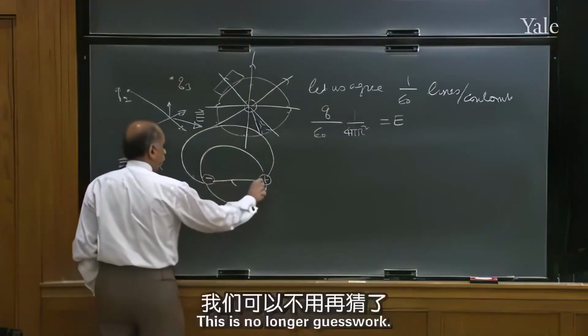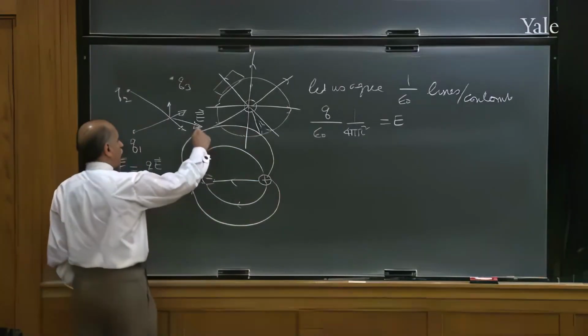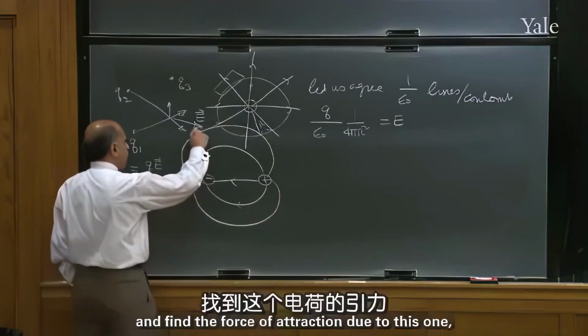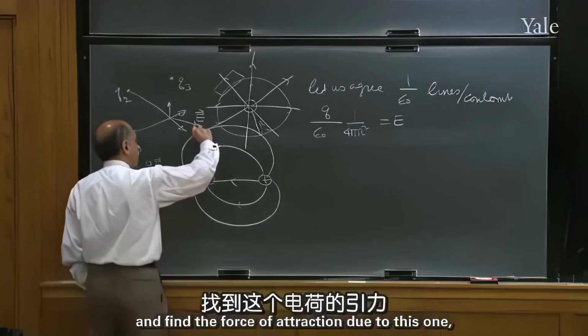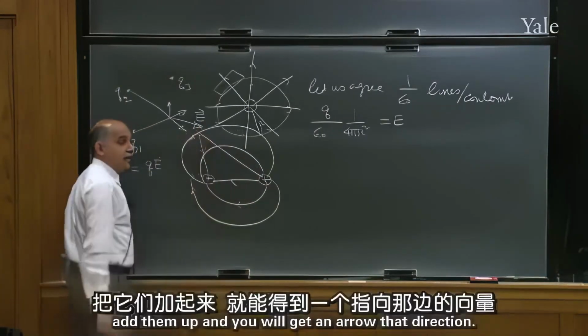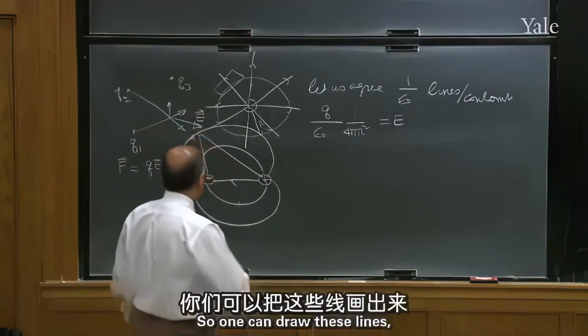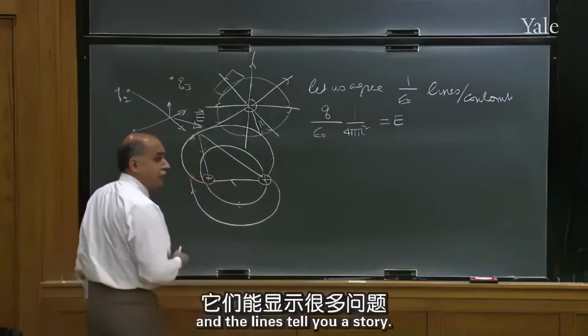This is no longer guesswork. If you had enough time, I hope you all agree, you can go to any point you like and find the force of attraction due to this one, the force of repulsion due to that one, add them up, and you will get an arrow in that direction. So one can draw these lines, and the lines tell you a story.